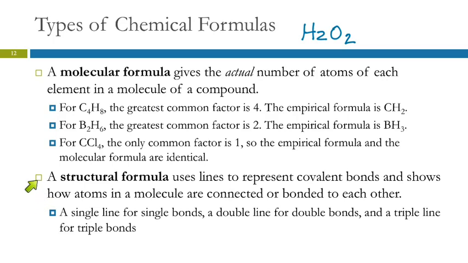A structural formula gives us a little more information. It is like the molecular formula. It's going to show us how many atoms of each element are in a molecule, but it's also going to show us how those are connected. Are they in a long straight line? Are they holding hands in a circle? What are they doing in that molecule? We use a single line to represent a single bond, a double line for a double bond, and a triple line for a triple bond. So there are a lot of confusing things in chemistry. We're not trying to be confusing on purpose. Single line, that's a single bond.